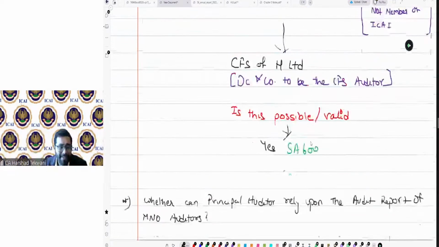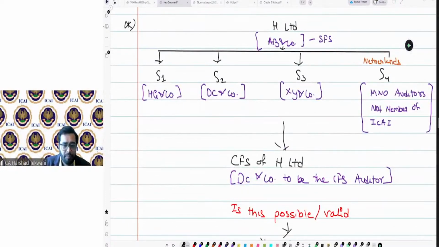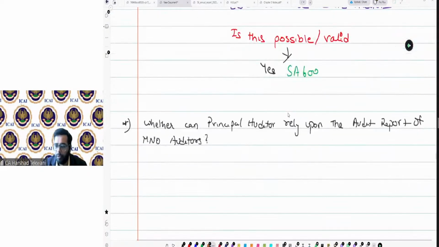Okay, Tanisha. Let's say they are following not ISA, but some local auditing standards. Okay. So the audit is done on the basis of local auditing standards, not ISA. Okay, Charu.